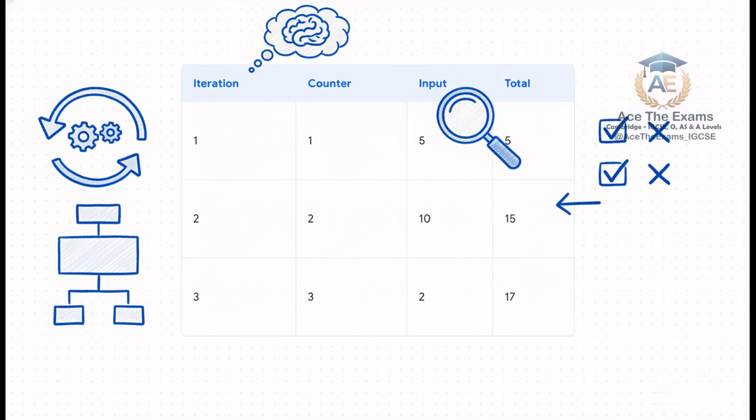Examiners absolutely love trace tables because they expose invisible logic errors immediately. If your total isn't accumulating correctly row by row, well, your flowchart is fundamentally broken, and this table proves it instantly.